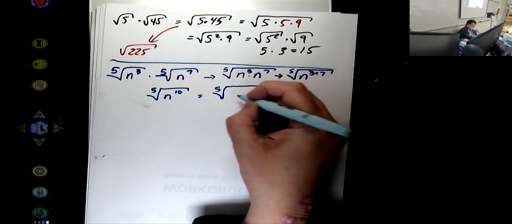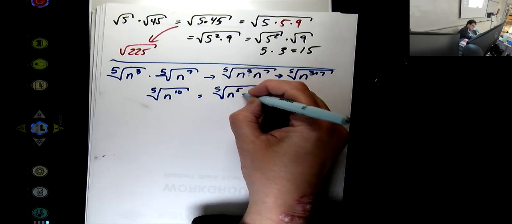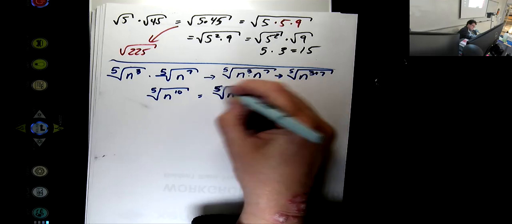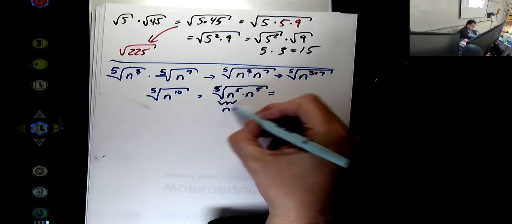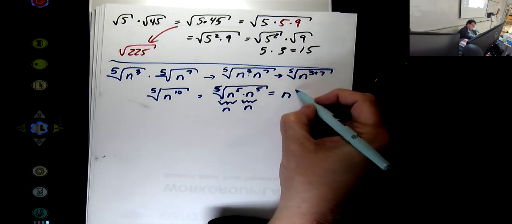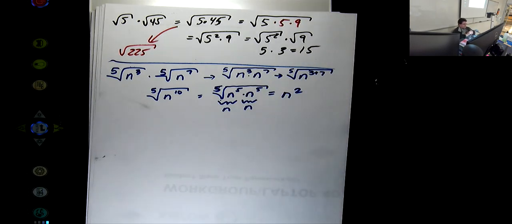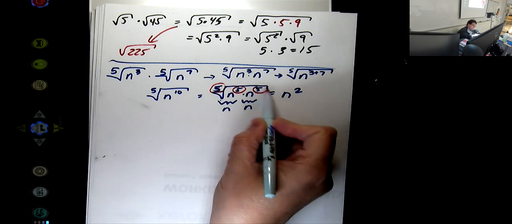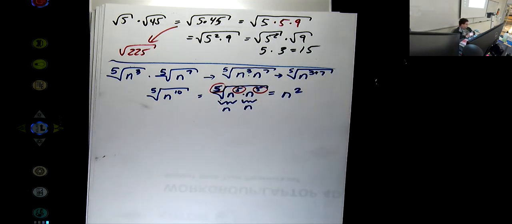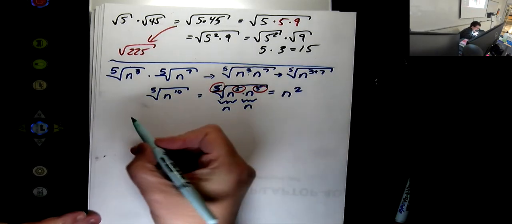If you don't like working with the exponents, you can always pull out as many 5s as you can, or something that matches the index on the outside, and then see what you can pull out. This comes out as just an n, this comes out as just an n. So I've got n squared. And it comes out as just an n because my index on the outside matches the exponents there. We could take a look at one where it doesn't.